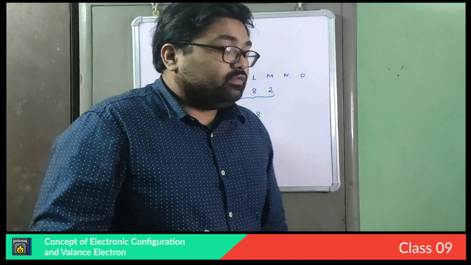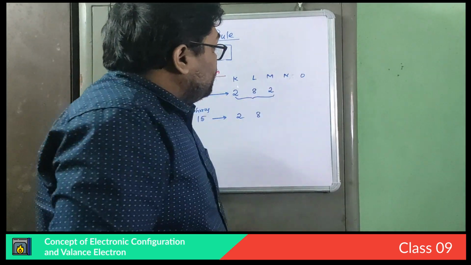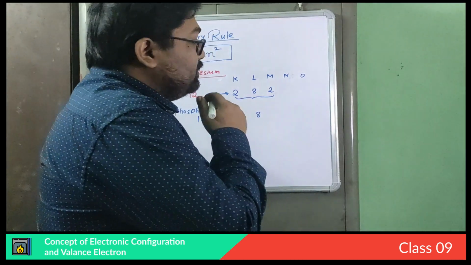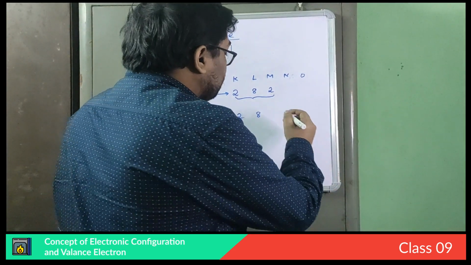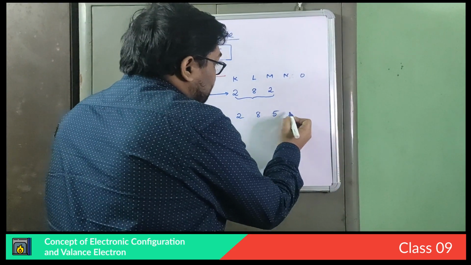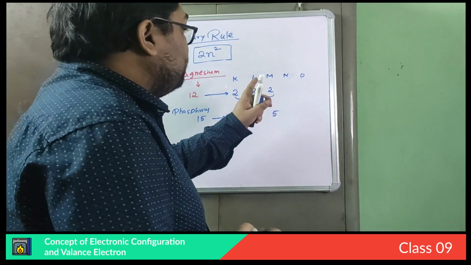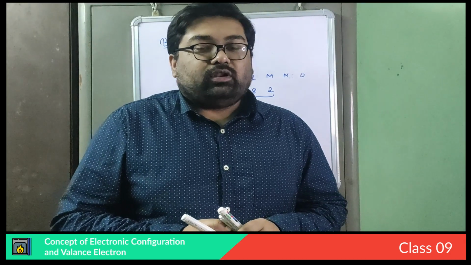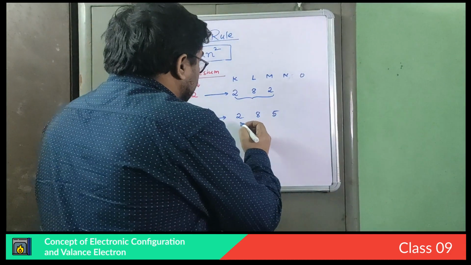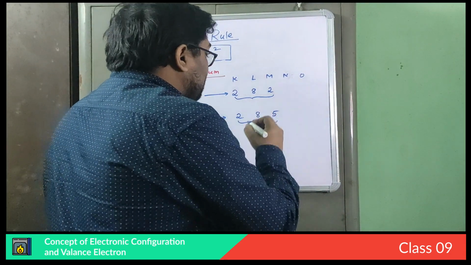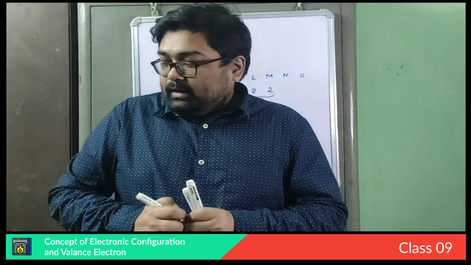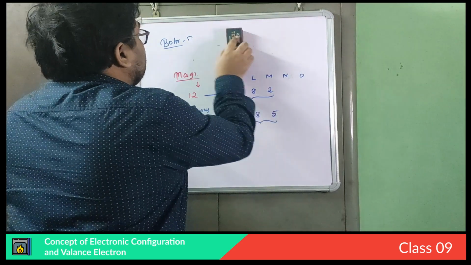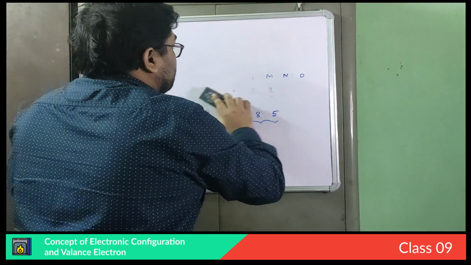Now the maximum number of electrons that the M shell can accommodate is 18. So it can easily accommodate the remaining 5 electrons here. So I am putting the 5 in the M shell. That means the M shell will accommodate 5 electrons. So my configuration for phosphorus is 2, 8, 5. Understood?